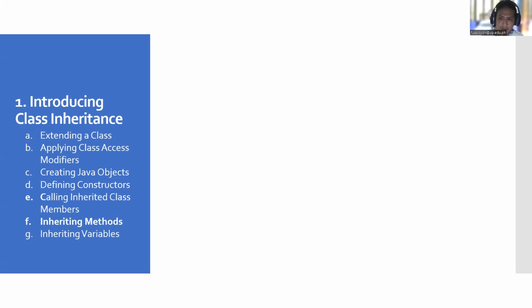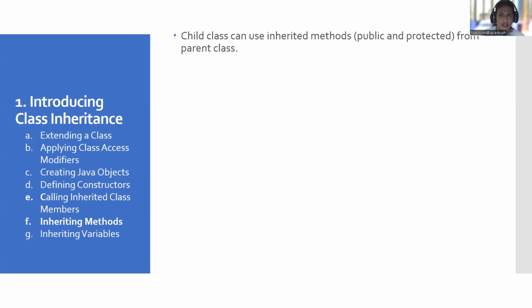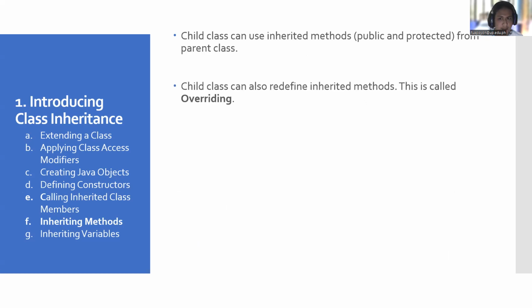Let's talk about inheriting methods. A child class can use the inherited methods given that they are public and protected, or default if it is within the same package as the parent class. A child class can also redefine inherited methods. So if you have a method in the parent class and you want to do something else with it, or do additional things with it, you can redefine or re-implement that method, and that is called method overriding.